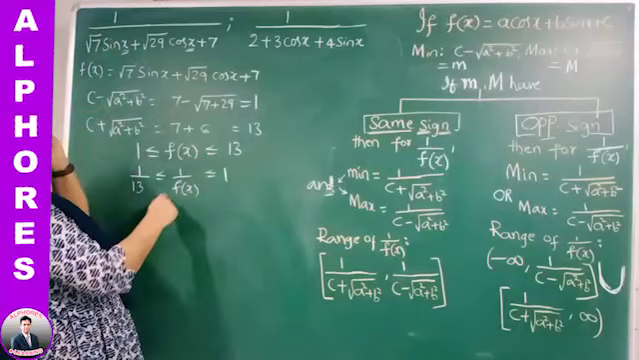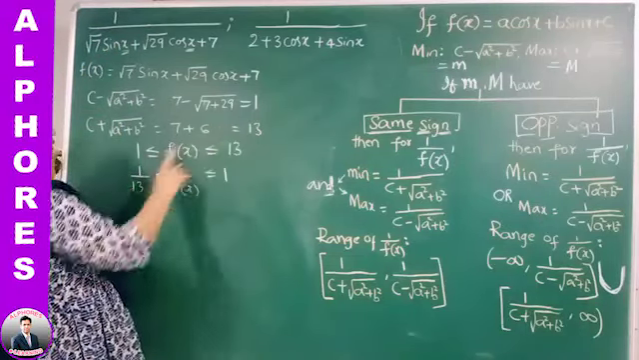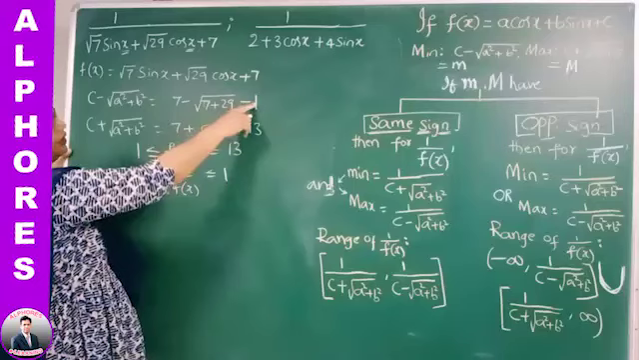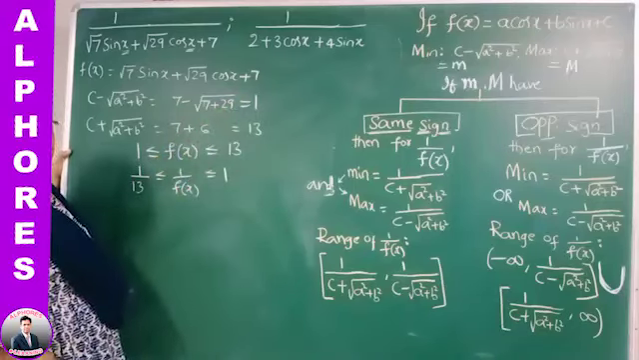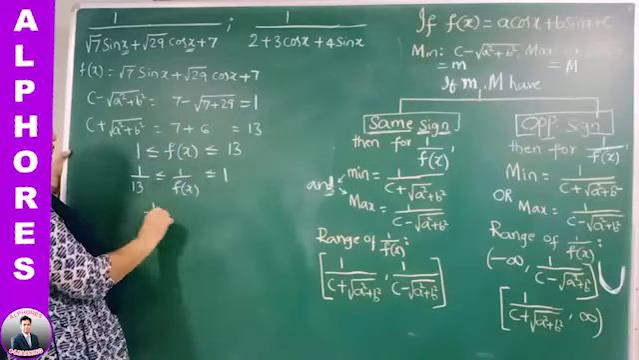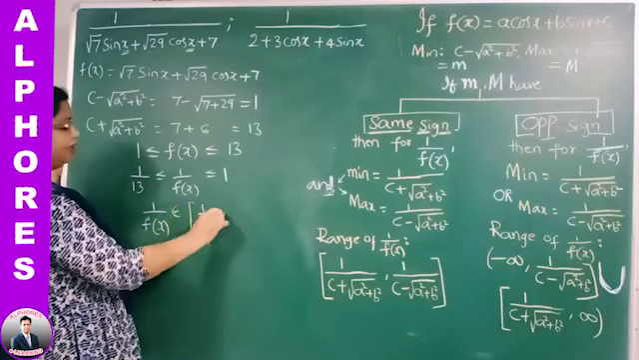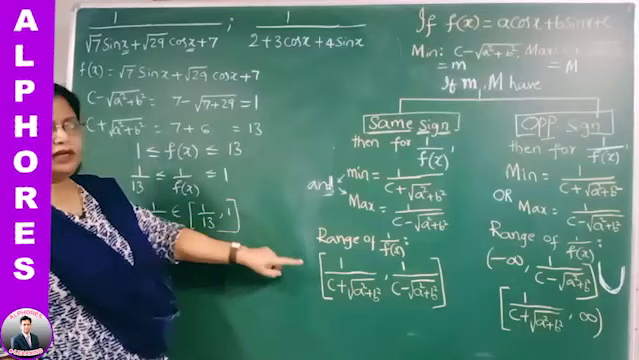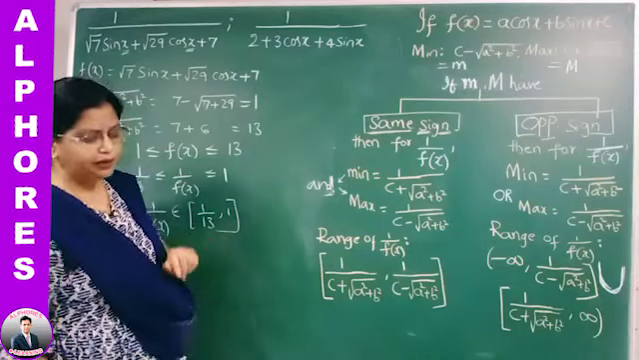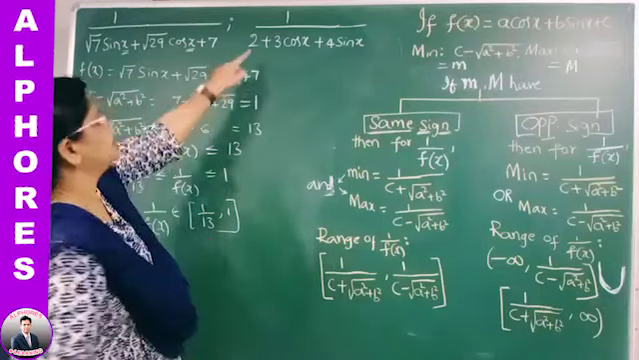That means which value you got here? Reciprocal of the maximum is minimum. Reciprocal of the minimum is maximum value. And hence what is the range for 1 by f of x here? It is nothing but clearly 1 by 13 comma 1. That means you got this kind of value, right? And now let's observe the second one.